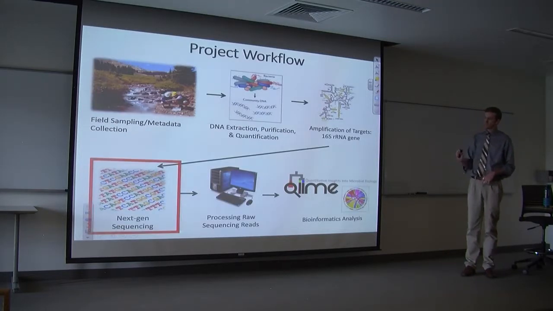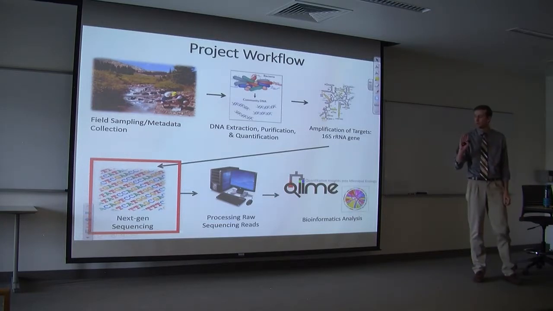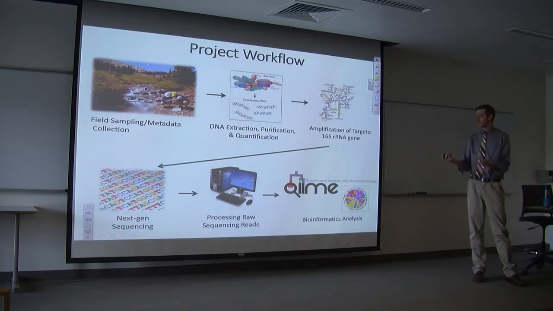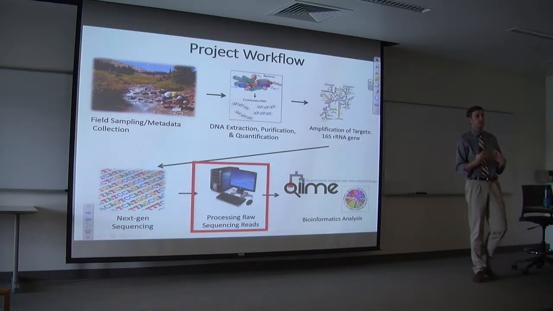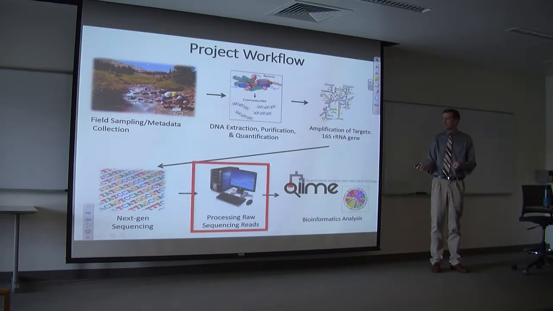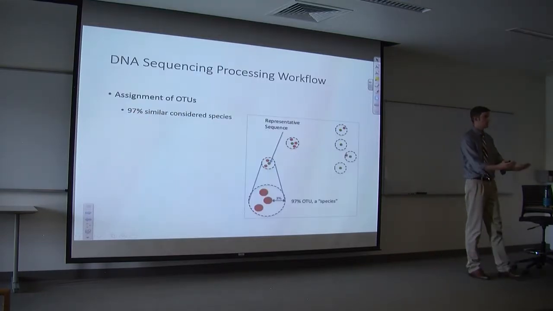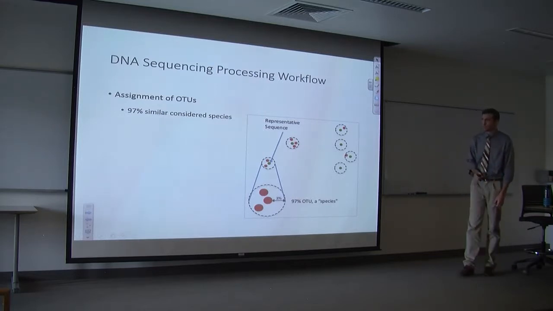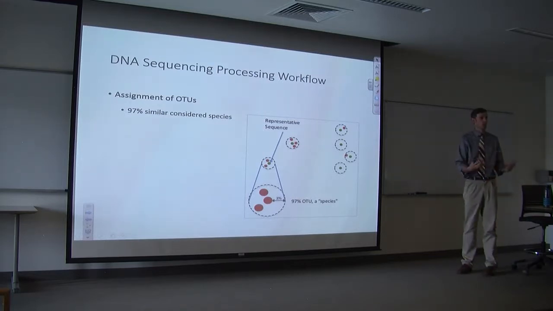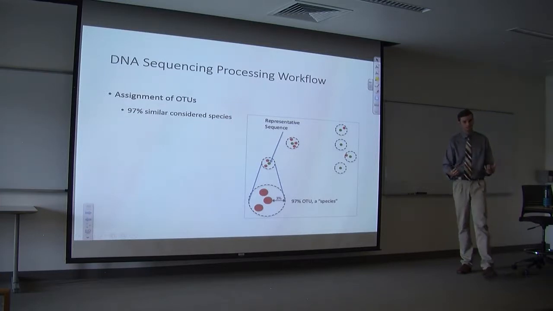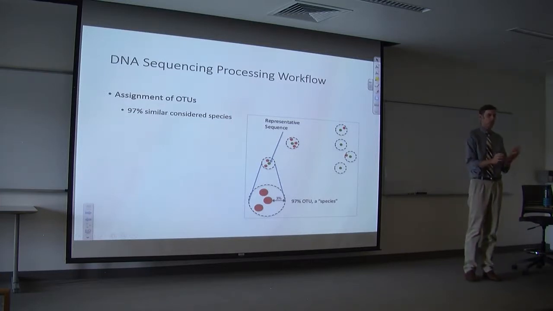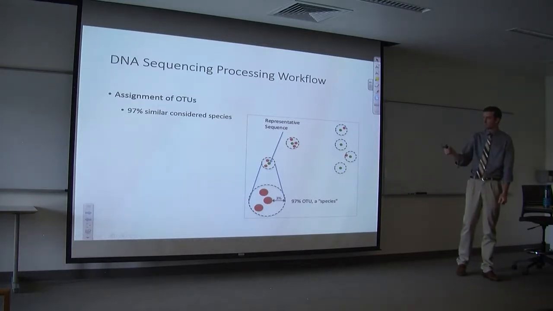After our amplification process, we sent our samples to an off-campus location to be sequenced. Once we got the sequencing data back, we had to process it. And to process it, what we were trying to do is assign a species to our sequences. Now, with bacteria, this is a little bit tricky because they evolve so quickly that something that's not very similar can actually be the same species in the bacterial world.